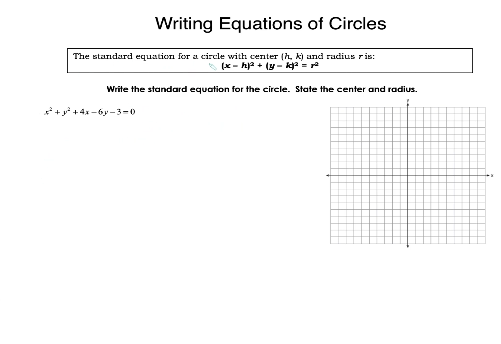Today we're going to be writing the equation of a circle. The standard equation of a circle with a center (h, k) and a radius r is given by the equation below. We have (x minus h) squared plus (y minus k) squared equals r squared.